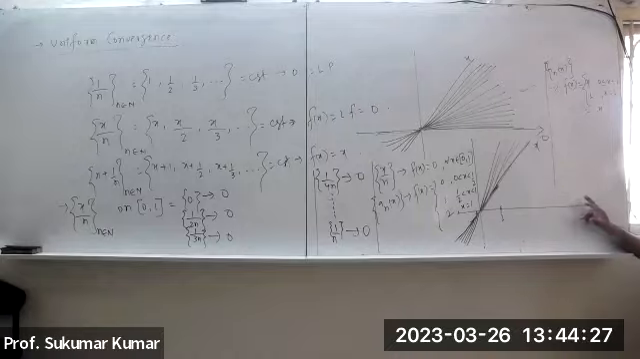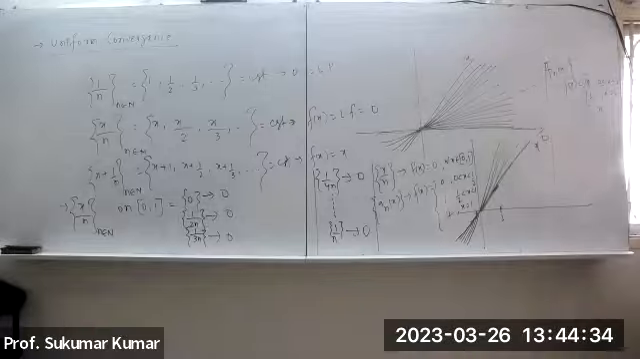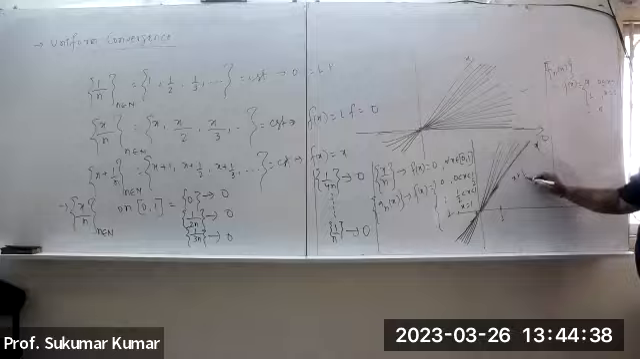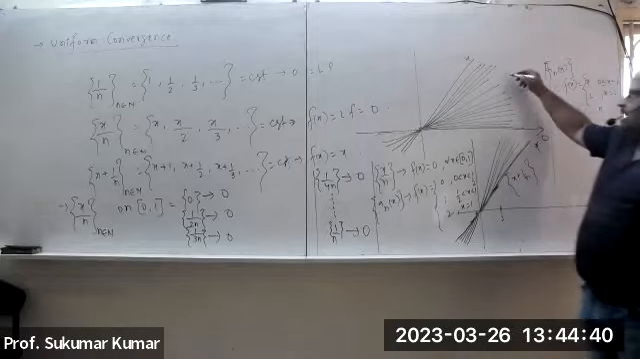This is the graph of x plus 1/n. That is the graph of x/n. You can write it. This is x plus 1/n. This is x/n.